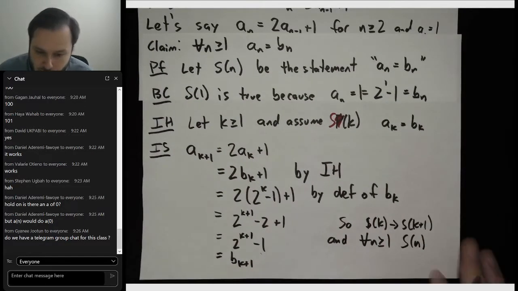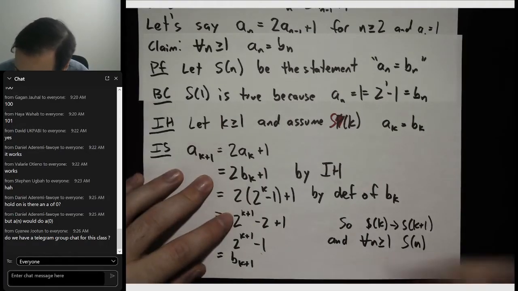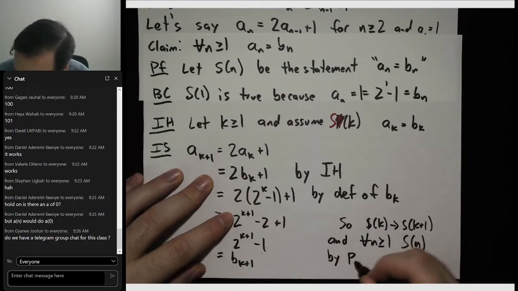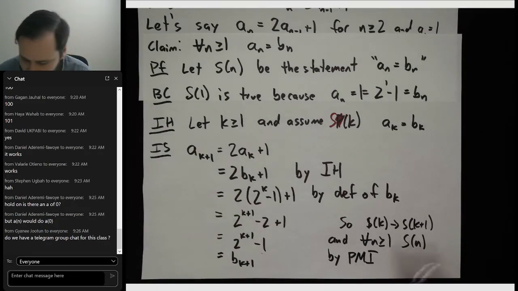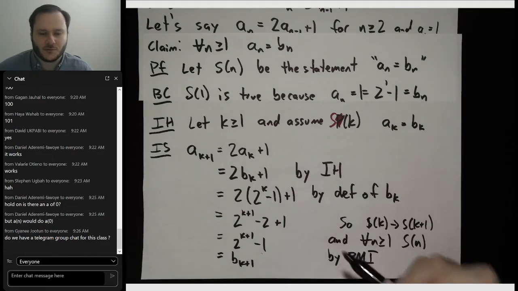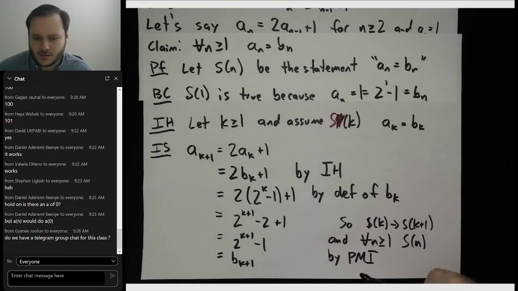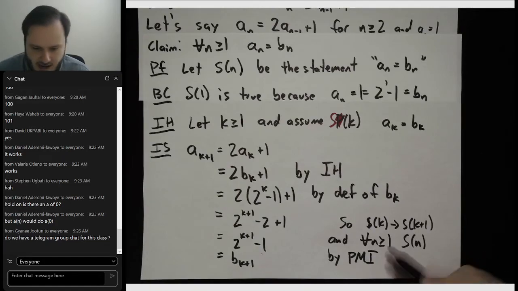So I've proved by PMI, regular induction, didn't need strong induction in this case, that yes, this is the closed form formula. It works for every n. I did it by induction, now I'm sure.